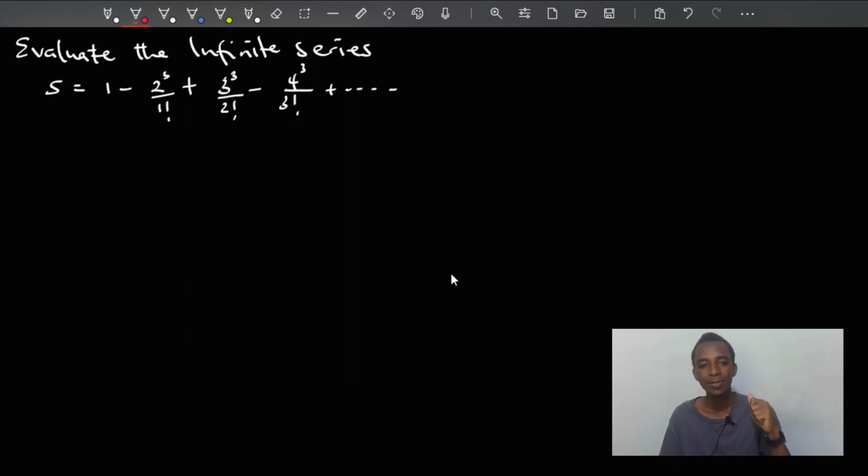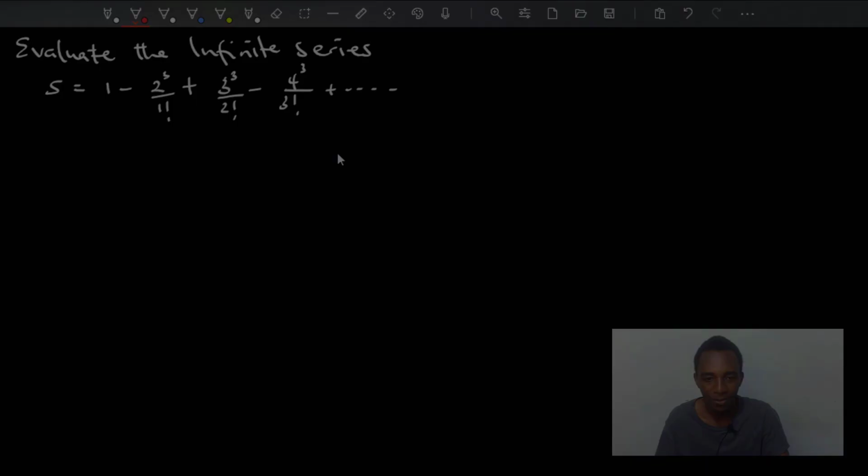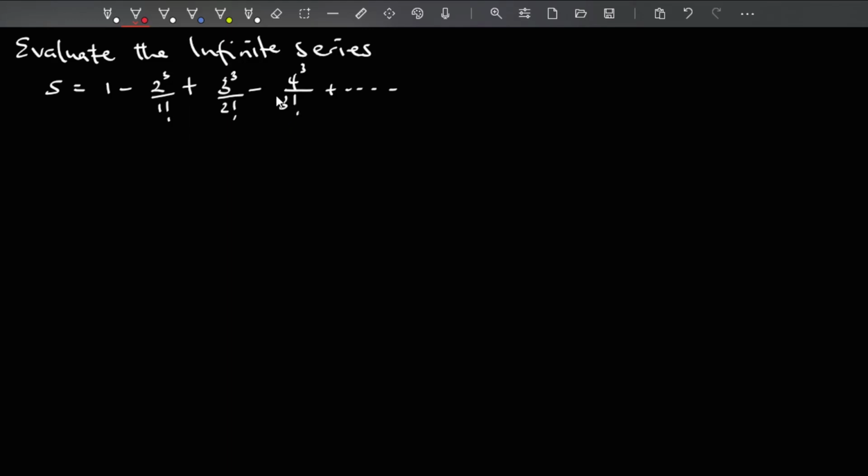Hi, so for this video we'll be evaluating this infinite series: 1 minus 2 cubed over 1 factorial plus 3 cubed over 2 factorial minus 4 cubed over 3 factorial, and many other terms. The first thing to notice here is that this is not an arithmetic progression and it's not a geometric progression. Okay, so let's see what we will do for this.